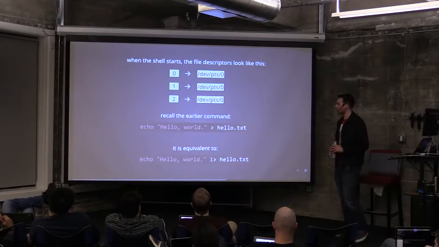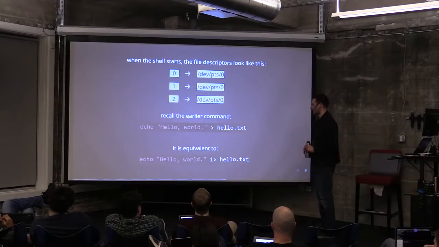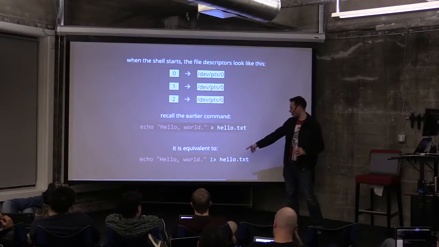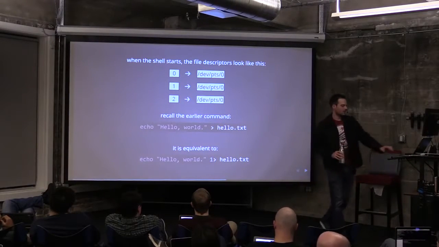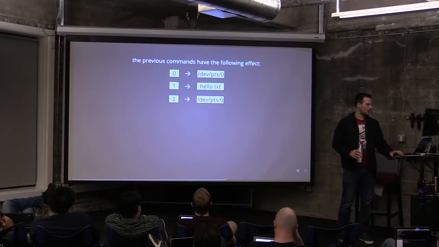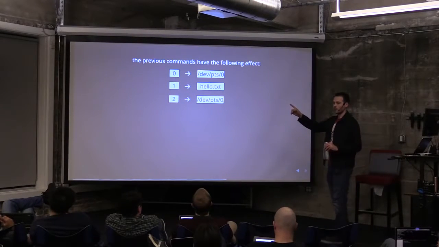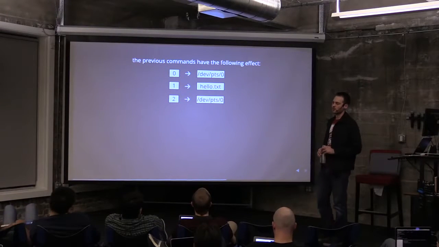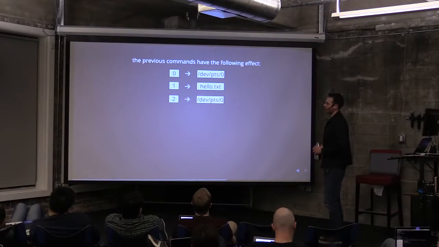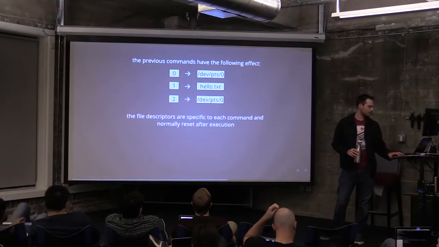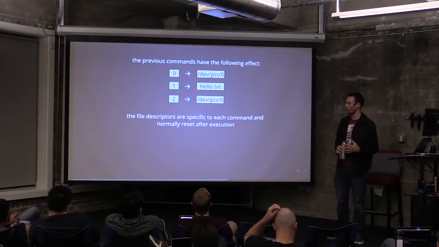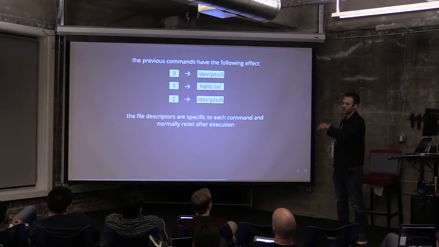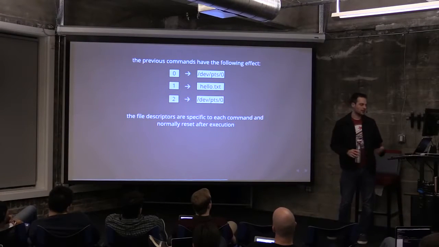The earlier command that I showed, echo hello world into hello.txt, is basically syntax sugar for saying 1 greater than hello.txt. What that command does is it takes file descriptor number 1, which is your standard out, and points it to a file called hello.txt. So now you don't see any output because it just goes into a file. The file descriptors are specific to the invocation of each command, so after a command is run, they're reset again. You can't just redirect once and expect everything to go in there.